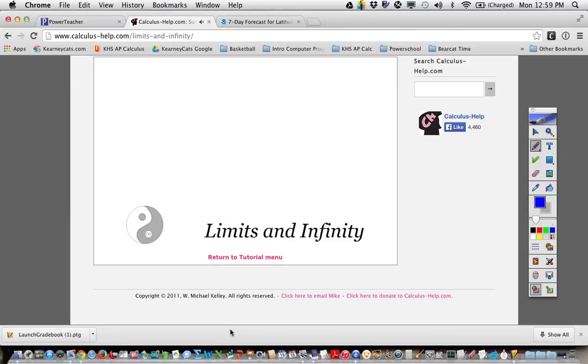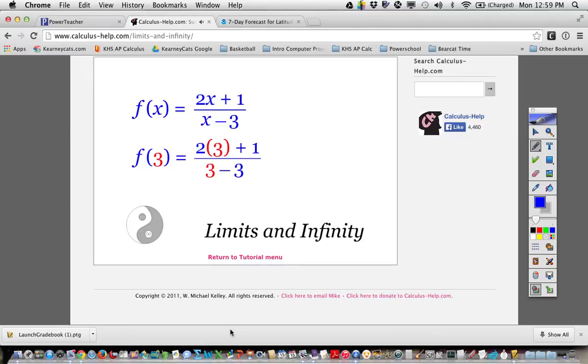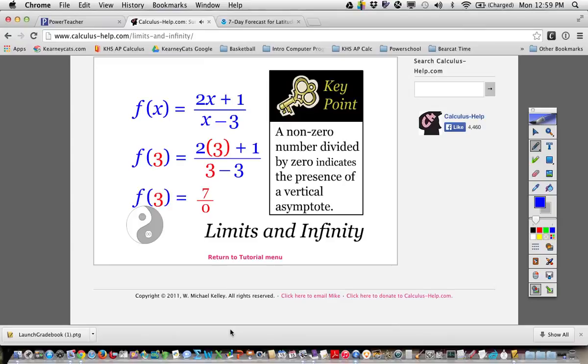As you calculate various values of f and evaluate different functions, you can come across some bizarre things. For example, take a look at this function. f of x equals the fraction 2x plus 1 divided by the quantity x minus 3. Now, if you plug in 3 to this, you're going to get 7 divided by 0. Now, I know we've seen 0 divided by 0 in a lot of previous examples, but we've never seen a non-zero number divided by 0. Well, that's bizarre, I know, and it indicates something important.